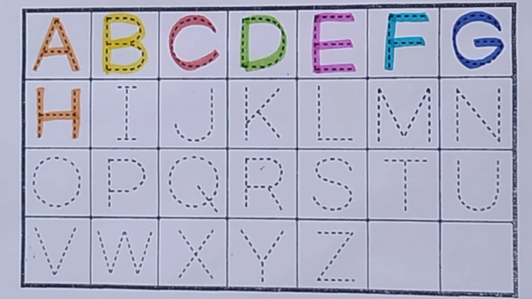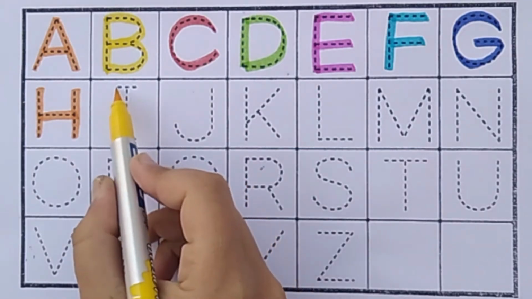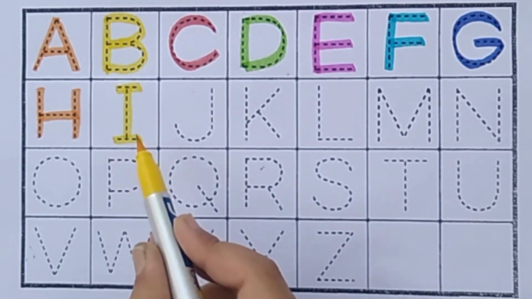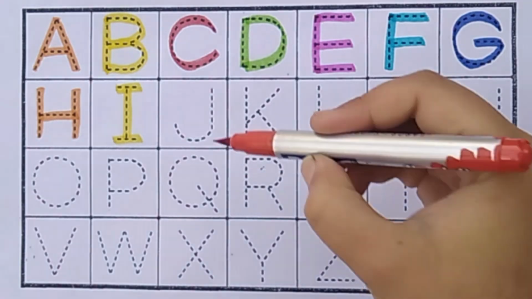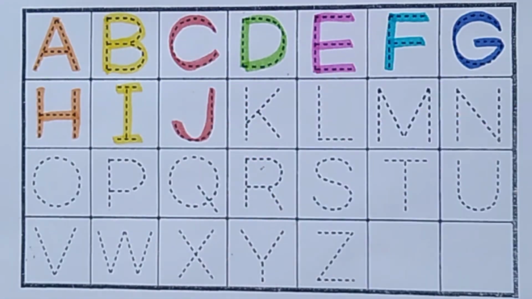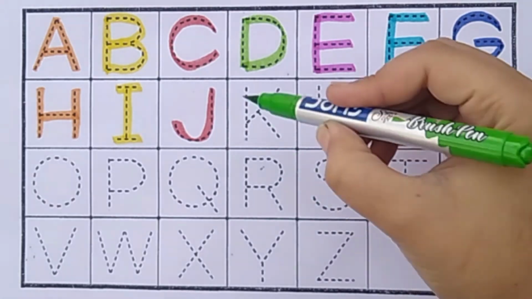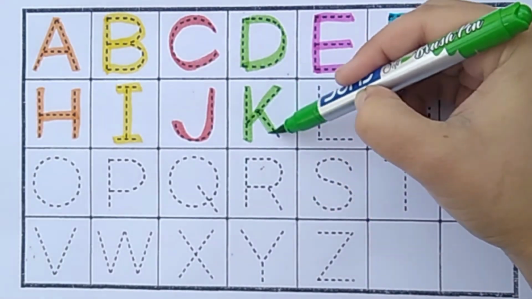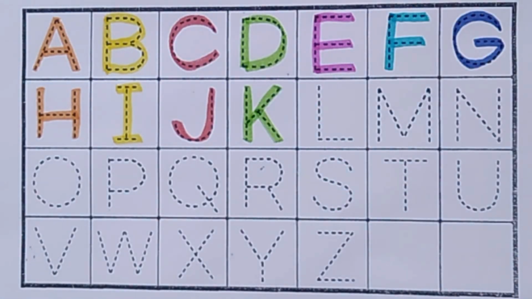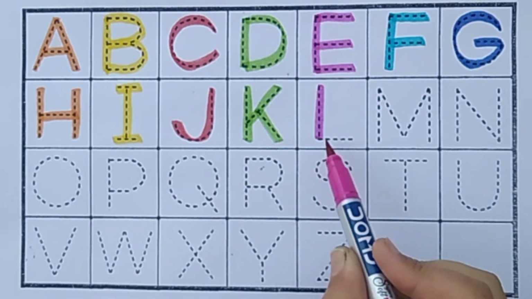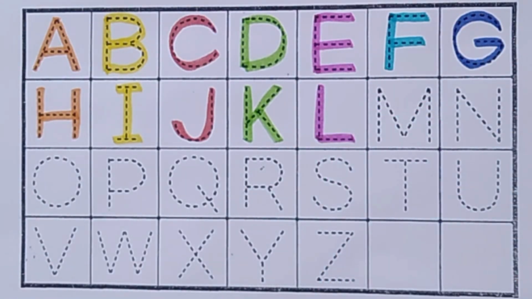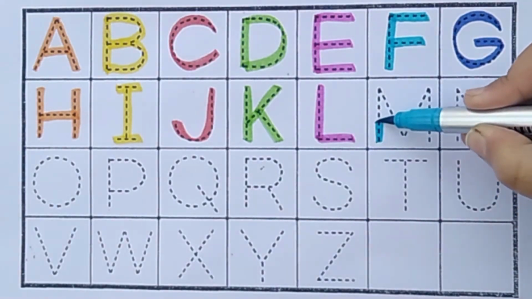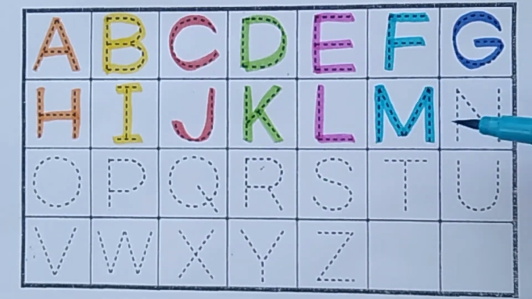H for hat. I for igloo. J for jug. K for king. L for lion. M for mango. N for nose.